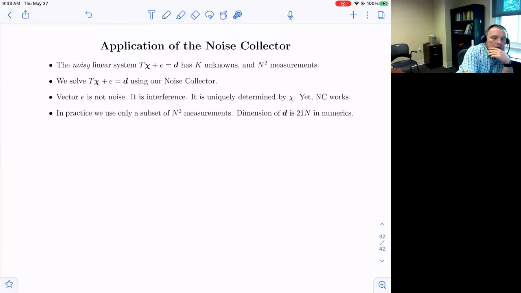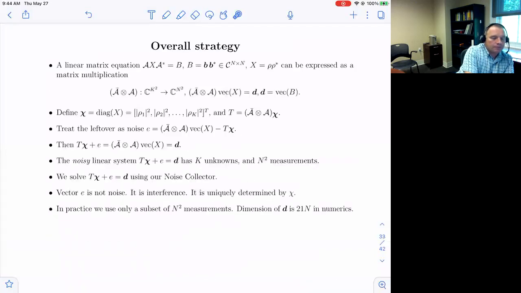So that's the overall picture. We will lift our system to the square of the dimension. We formulate it for the diagonal guys only as a linear system and treat the off-diagonal guys as noise, and use the noise collector that I described in the previous half of the talk as a way to remove this noise. So this is the overall strategy as I just described. And again, in this case, it's again the vector E over here. We treat it as noise, as I said, but it's not.